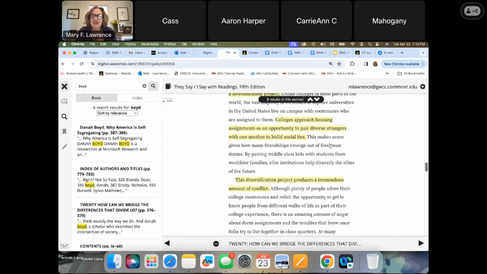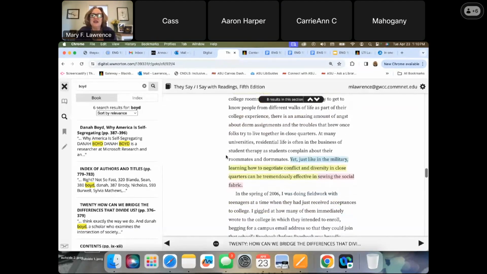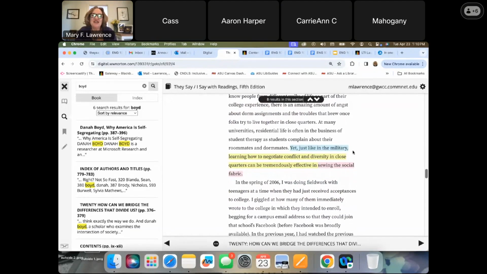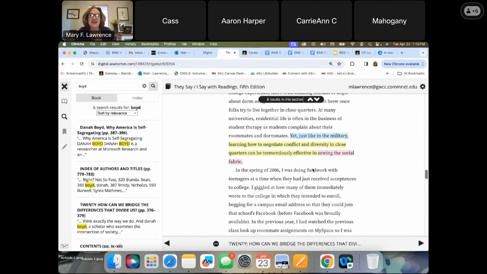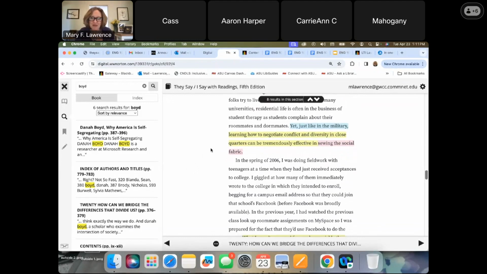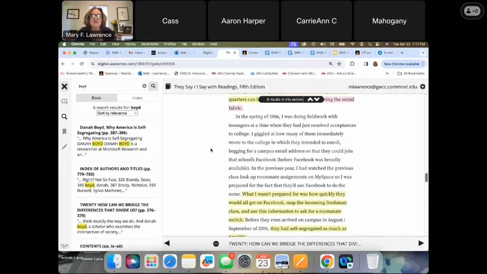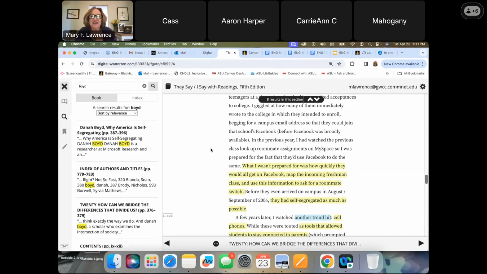She does say college campuses, so this has been the approach, is that for on-campus housing, they tried to make them diverse, pairing people from different backgrounds. But in her discovery, she says, okay, here's the positive. Just like in the military, learning how to negotiate conflict and diversity in close quarters can be tremendously effective in sewing the social fabric. So she's referring back to her thesis again there and saying, here's a second example of how that can work.